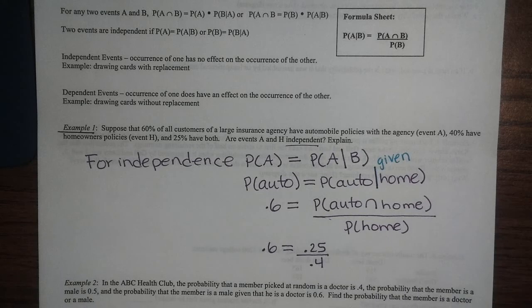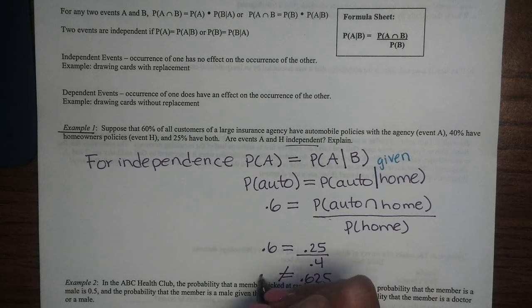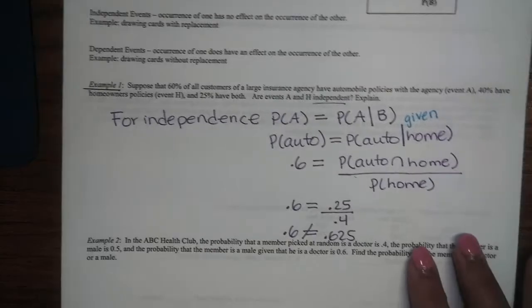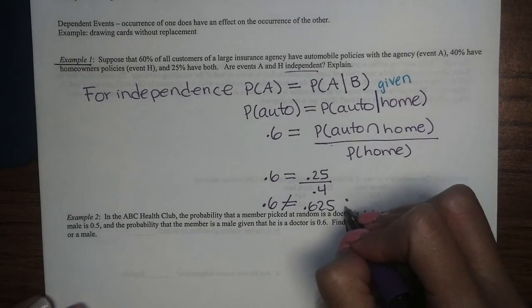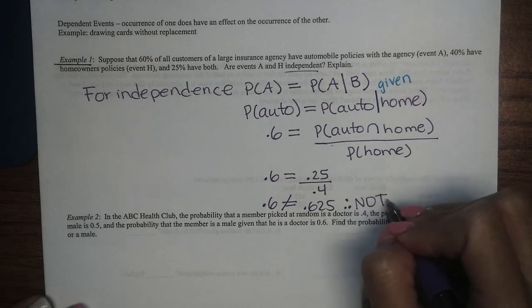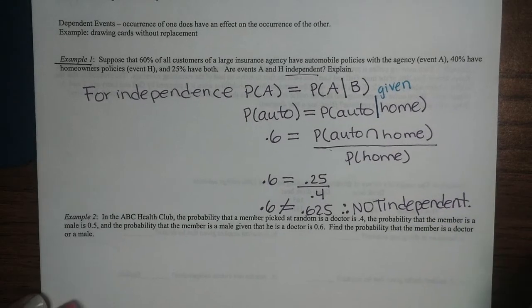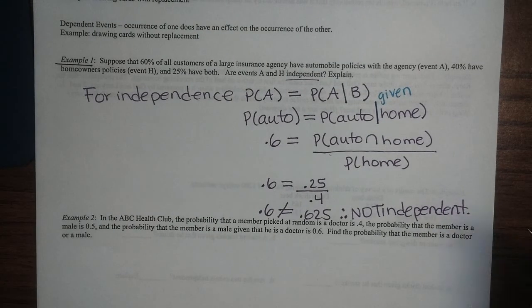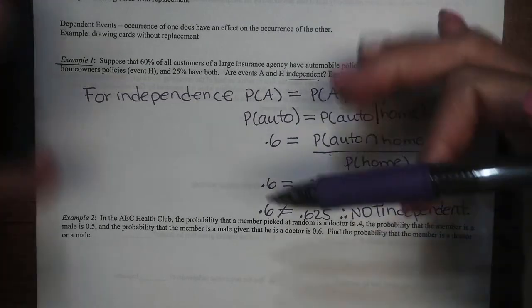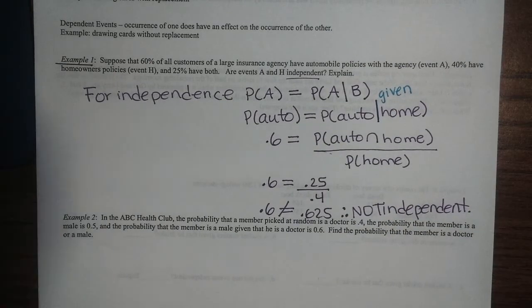If they are, then they are independent. If not, then they're not. So 0.25 divided by 0.4. This comes out to be 0.625, which doesn't equal 0.6. So now you're going to have to tell me, therefore, not independent. And that's the proof that you're supposed to do for the AP exam. I don't think I'm going to ask you that for tests and quizzes because that's really hard to type up. But you should know it just for the AP exam.